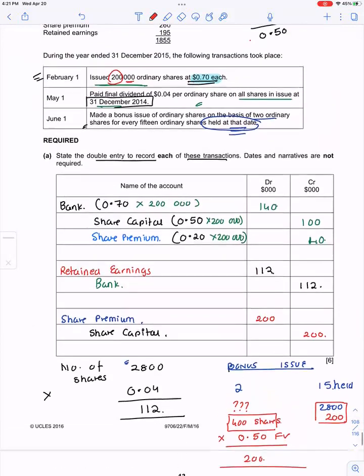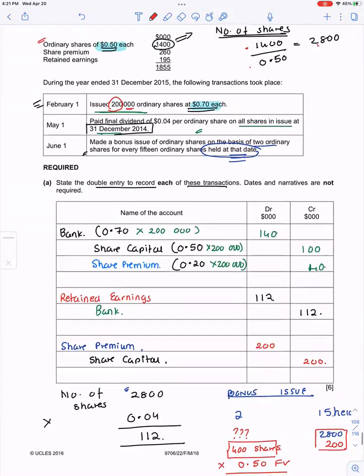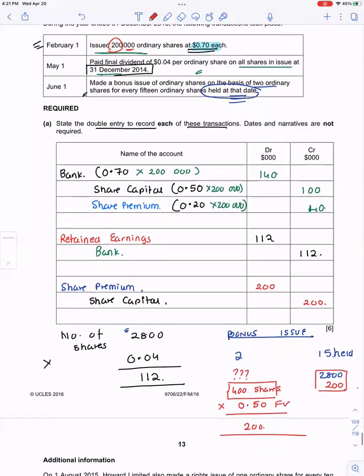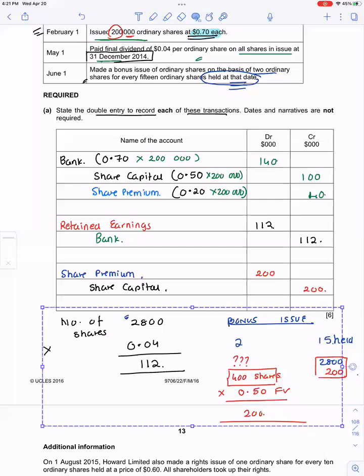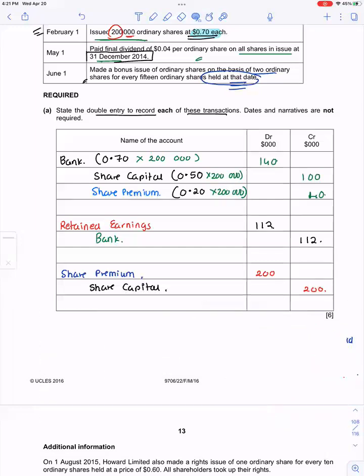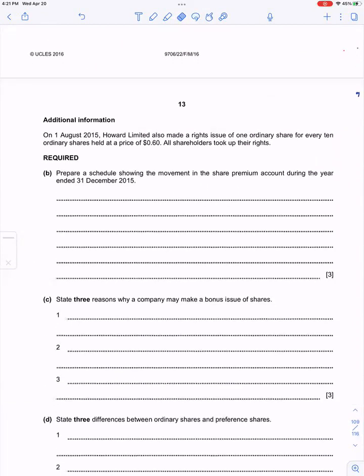200 you will reduce from share premium and you will add to share capital. Are you with me? Yes, sir. Everyone done? Yes. Now I have to prepare a schedule showing movement in share premium account during the year. The share premium account.